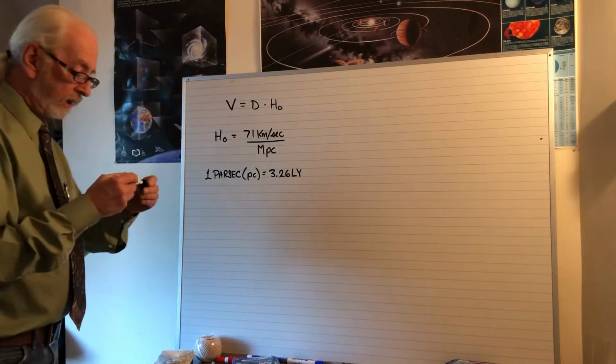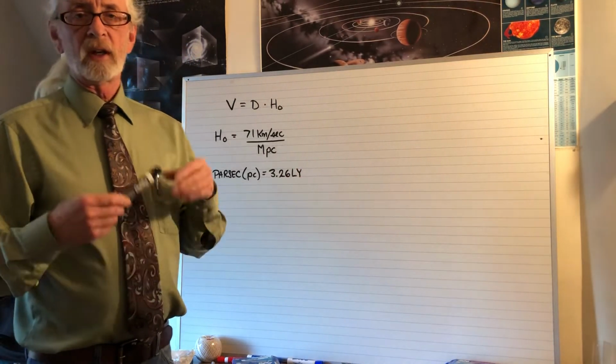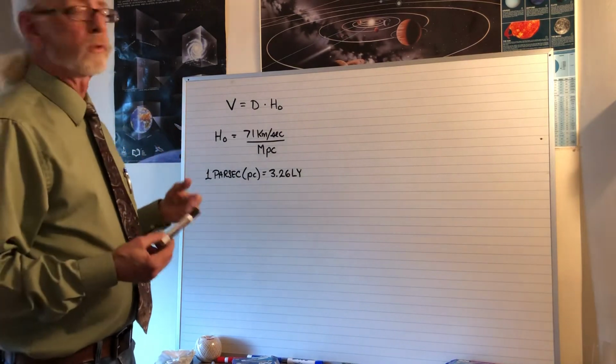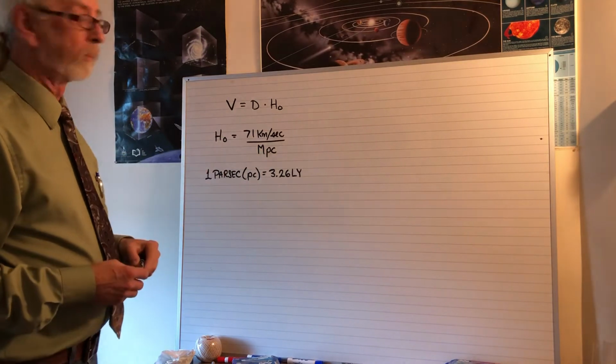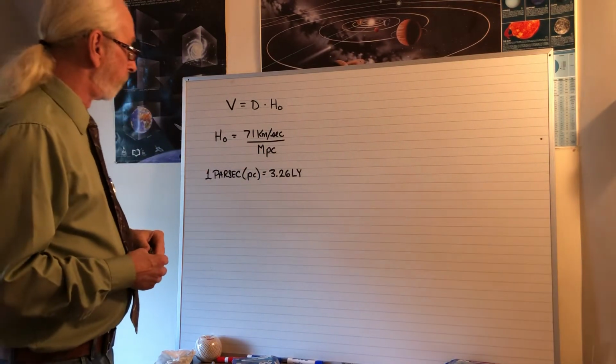Recall that a light year is the distance that light will travel in one Earth year. It comes out to roughly 6 trillion miles. Mega, that's 10 to the 6. All right, so that's the Hubble law.